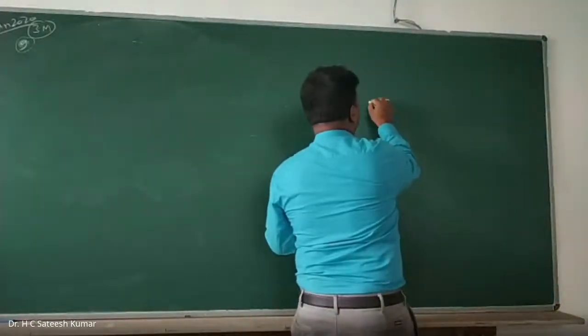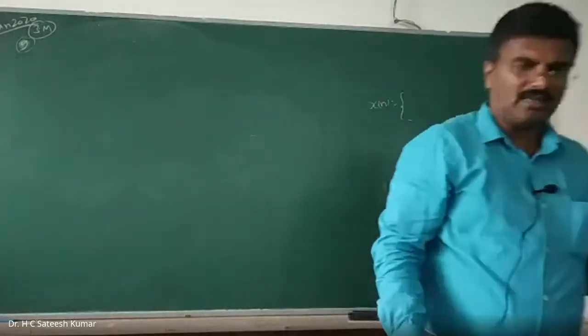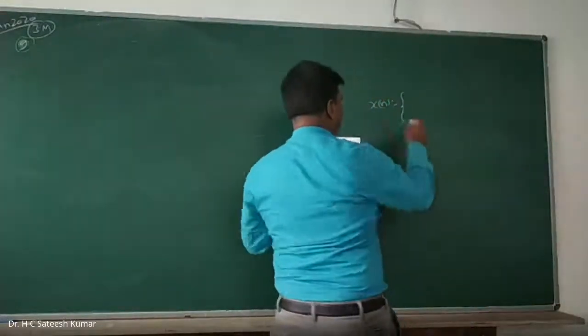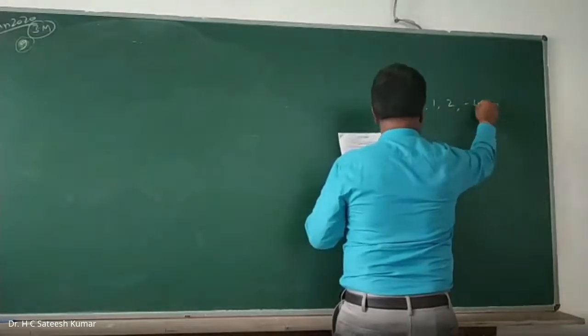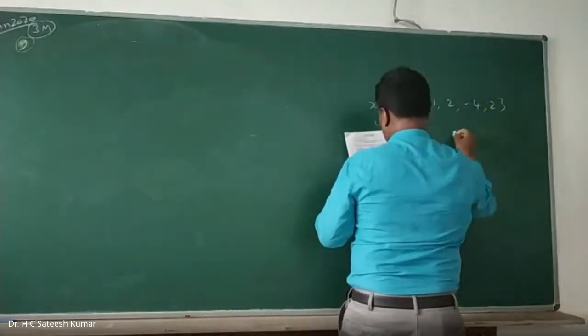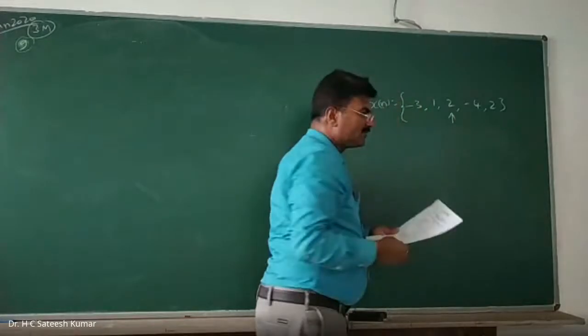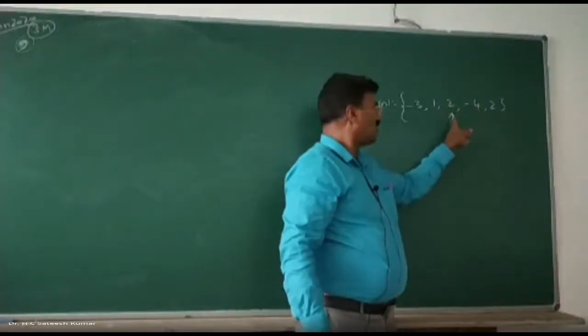He has given it like this: x of n is equal to another way of giving the signal: -3, 1, 2, -4, 2, with the arrow mark at the second 2. So what does this indicate? The arrow mark indicates the 0th value. At 0 its value is 2.